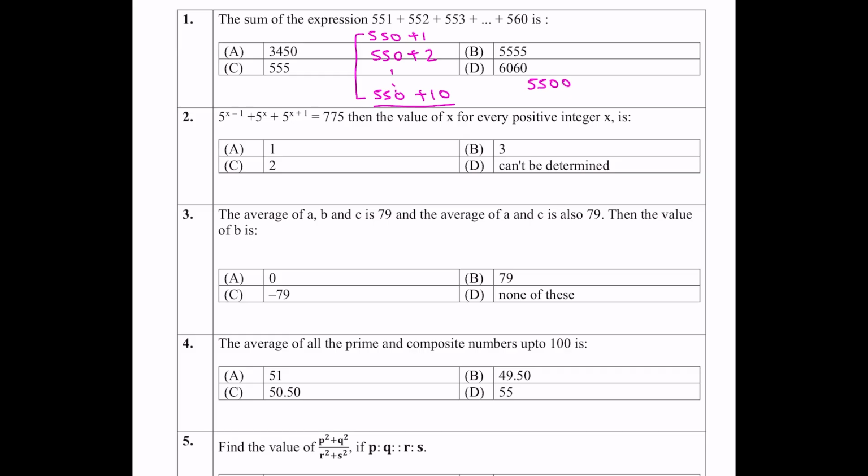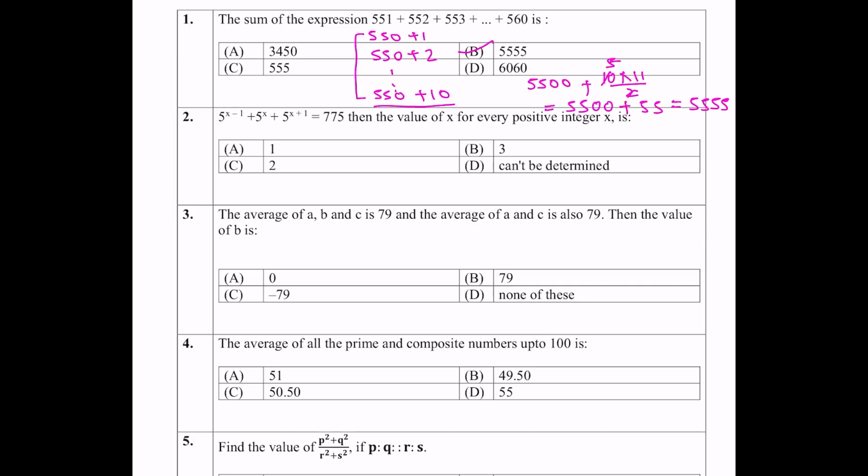This is 5500, and then 1 to 10 we have to add. There is one formula: if we have to add from 1 to n, then this summation is n into n plus 1 by 2. So here we have to add from 1 to 10, so this summation is 10 into 11 by 2, and this value is equal to 55. So if we add 5500 plus 55, this is equal to 5555. So option B is the correct one.